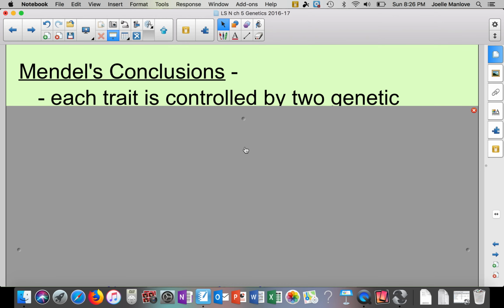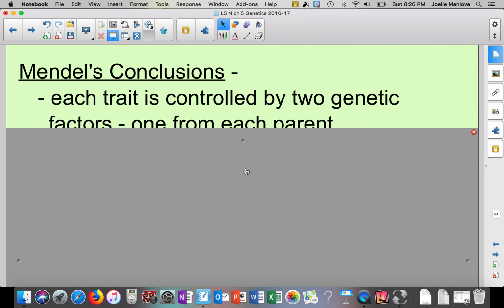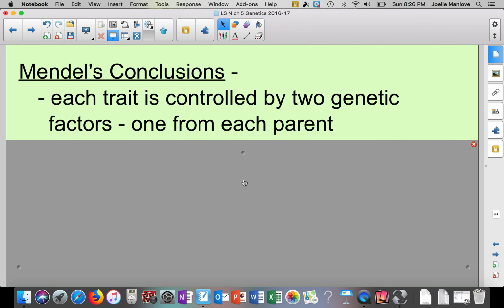So what he comes up with is this idea that each trait is controlled by two genetic factors. One of those factors comes from each parent. So this is that whole idea that you get half of your traits from your mom, half of your traits from your dad.